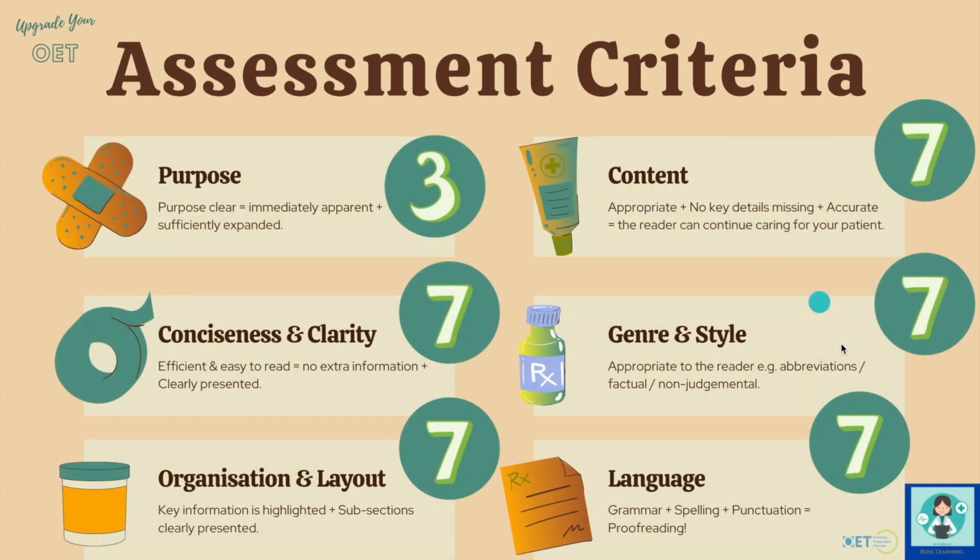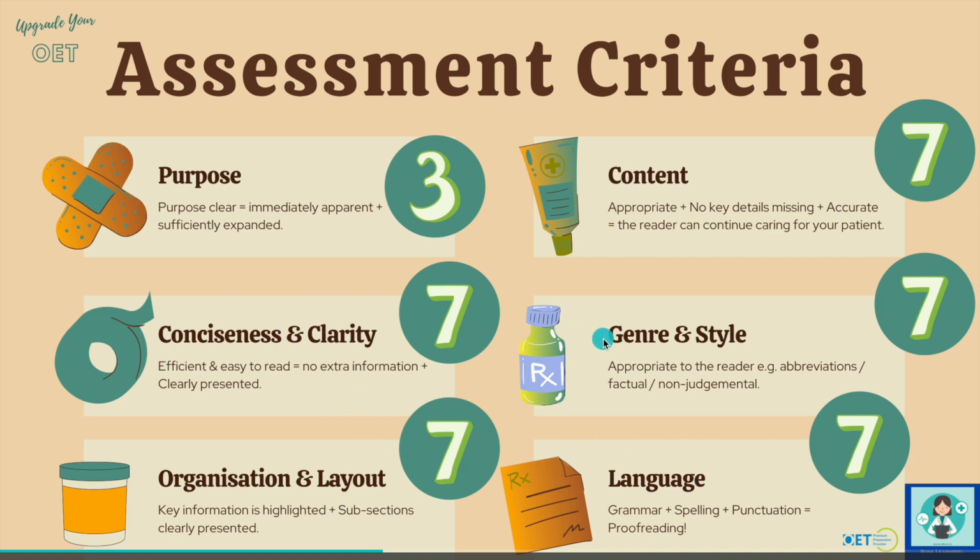The rest is all marked out of 7. Now, to get 350, you need to be scoring about 5s. But to get that 400, you need to be aiming for 6 out of 7s in each part here. If you want a much more detailed explanation of the criteria, please take a look at my other videos. Again, I'm not going to go into that here, but I have done previously.